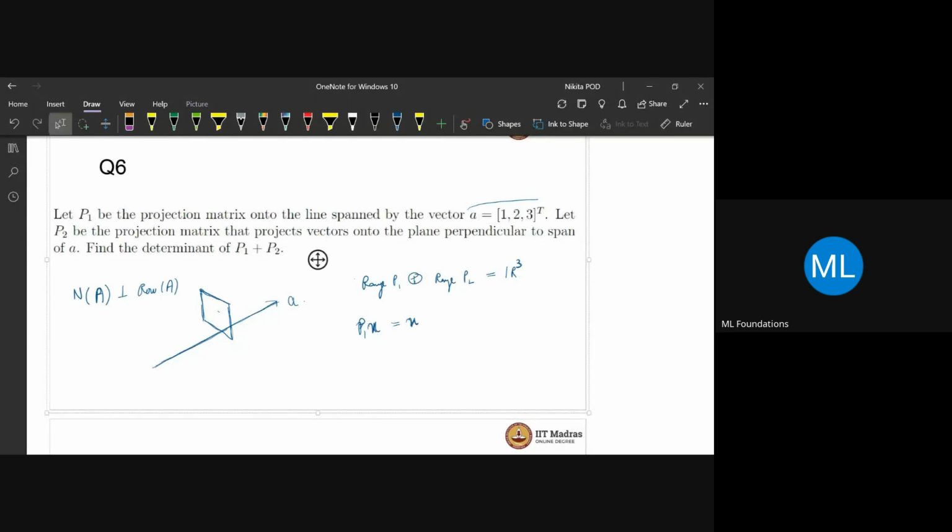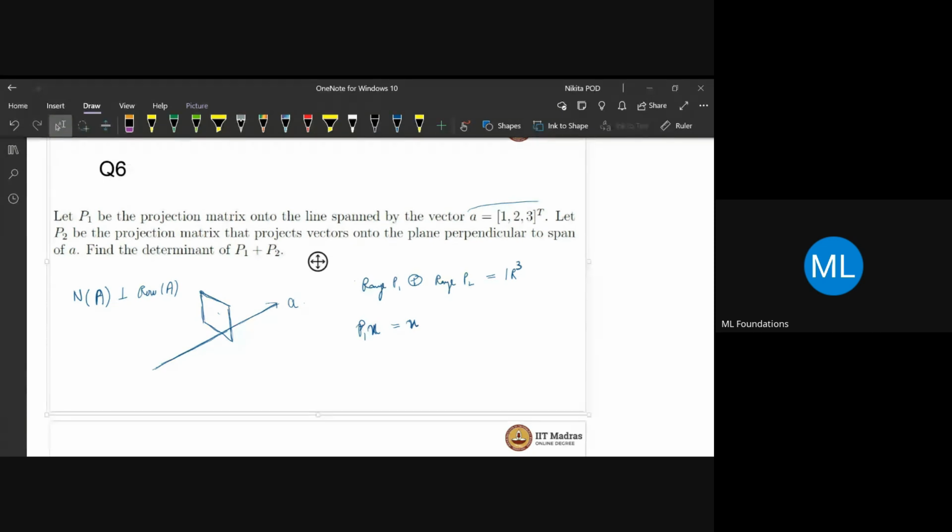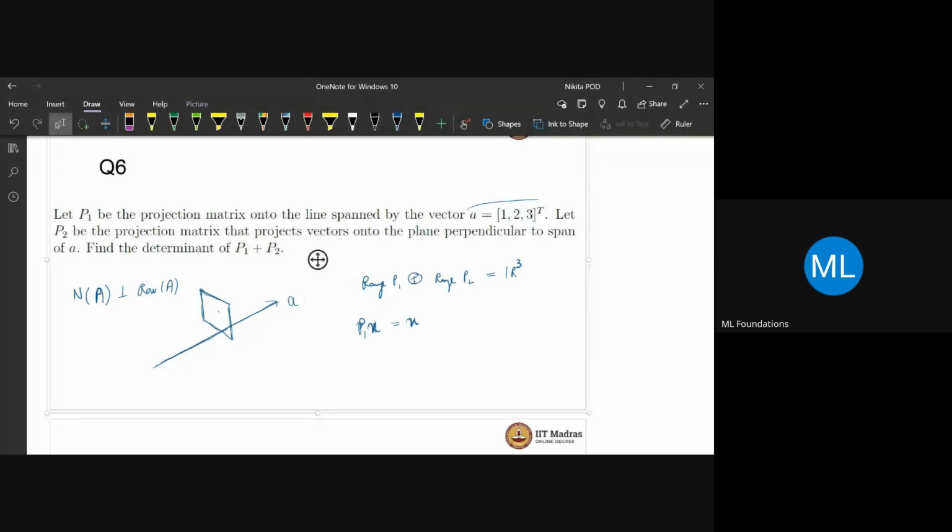When we are projecting X with P1 onto A, we are projecting X onto vector A using projection matrix P1, right? So it won't be X. It will be in A, but it won't be X, I think. Okay, hold on. What I'm trying to say is, how do I explain it?